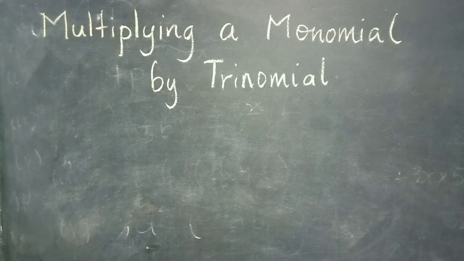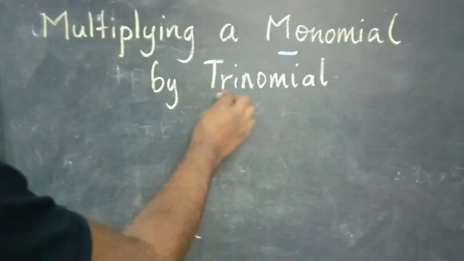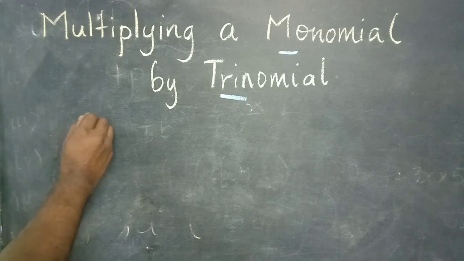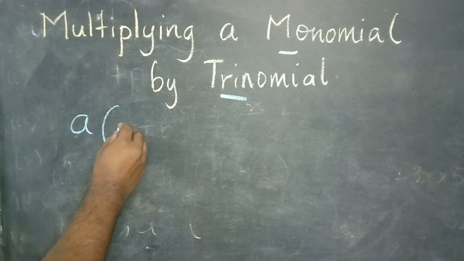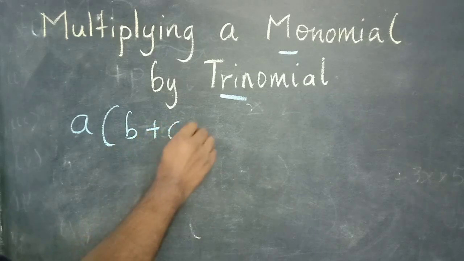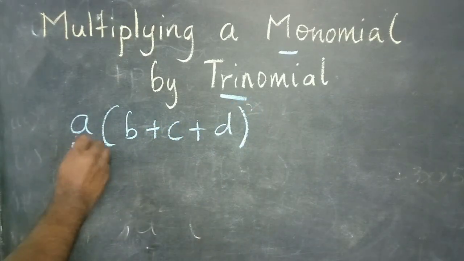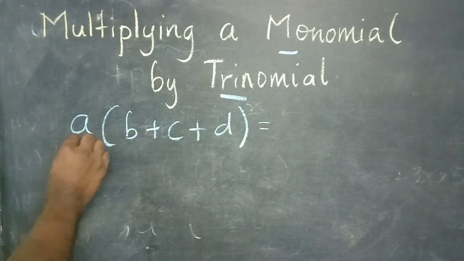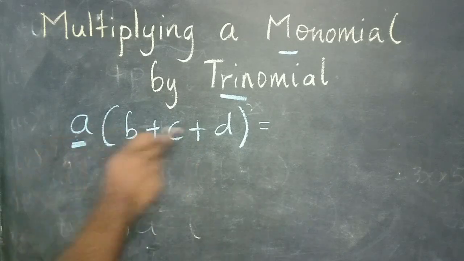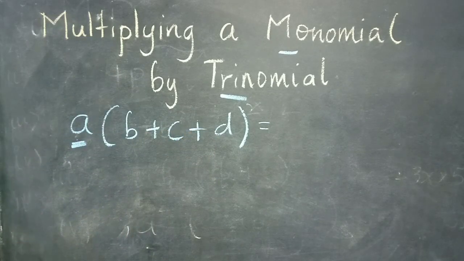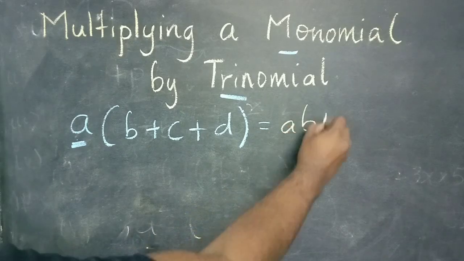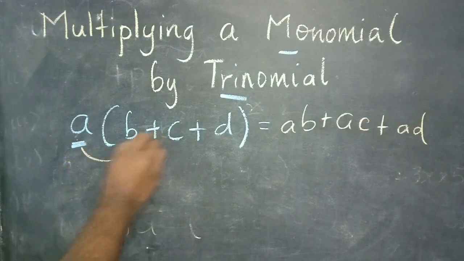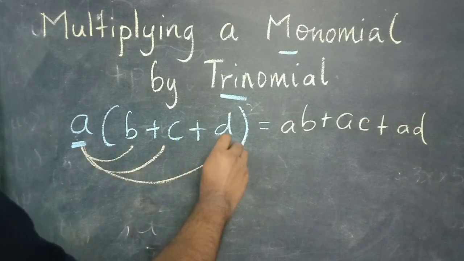Now moving to the next concept, multiplying a monomial by a trinomial. Again we use the concept of distributive law, that is a into b plus c plus d. Multiplying a monomial by trinomial, b plus c plus d, what you get? A into b plus a into c plus a into d. That is what you get is ab plus ac plus ad.